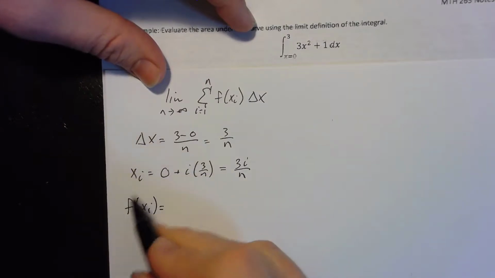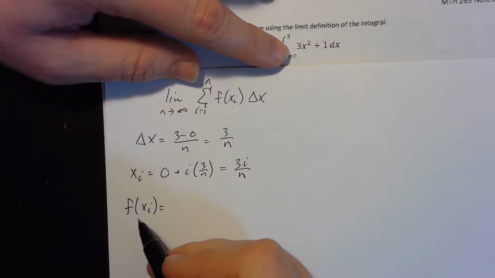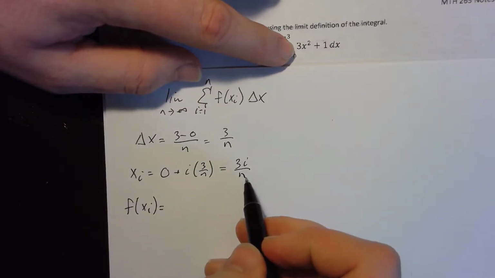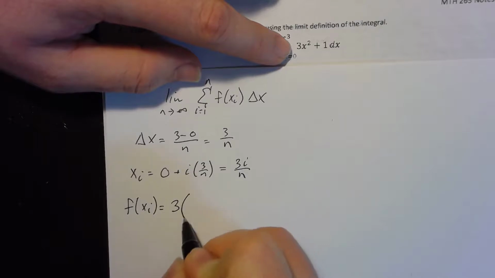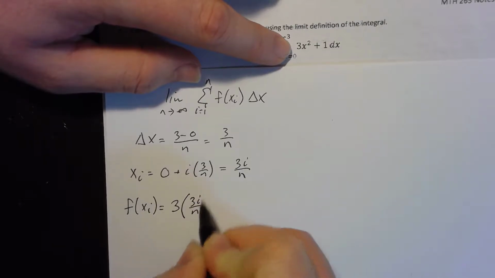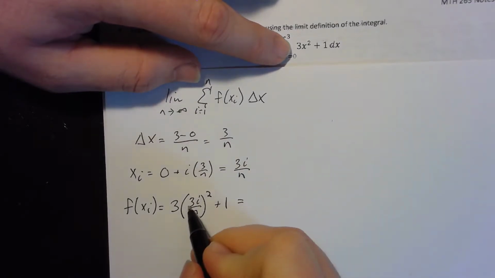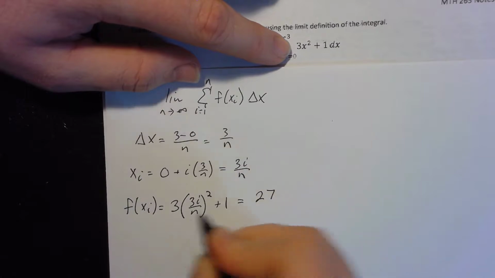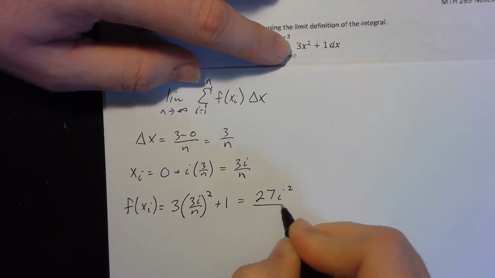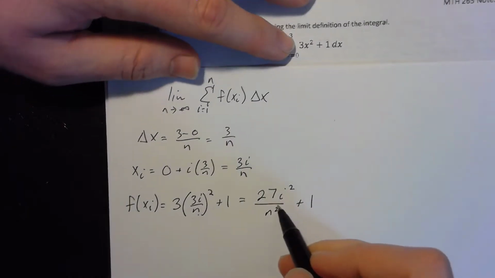Next step, we're going to find out what f of xi is. Again, remember, every time you evaluate f of xi, there shouldn't be any x's left. It should be all i's and n's. So when I plug this value in for x into this function, I end up with 3 times (3i over n) squared plus 1. This provides me with 3 squared, which is 9. 9 times 3 is 27. i squared is i squared, divided by n squared, plus 1. This is my f of xi.